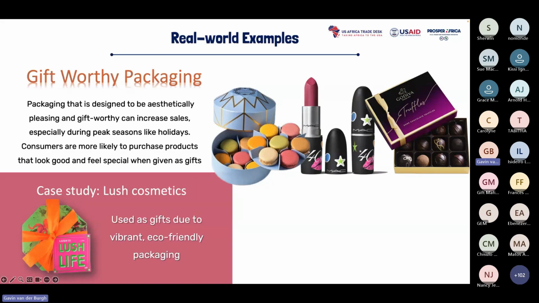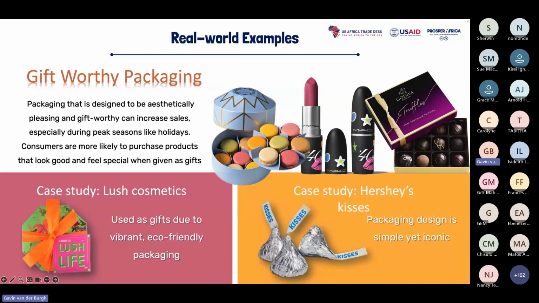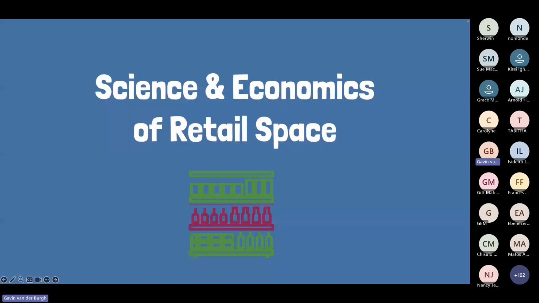So, Lush, as I've just mentioned, their packaging that comes out over the holiday periods, et cetera, is something that you can actually gift. And then also think about something like Hershey's. It's really minimalistic, yet Hershey's Kisses has become iconic. These little individually wrapped chocolates, it evokes a feeling of affection and care, and is also becoming very, very popular as gifts over special occasions.